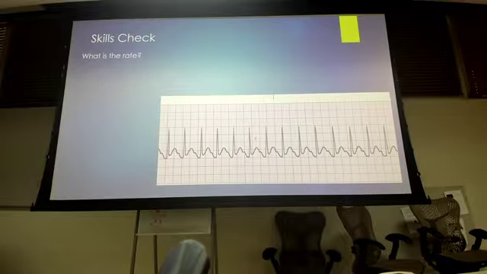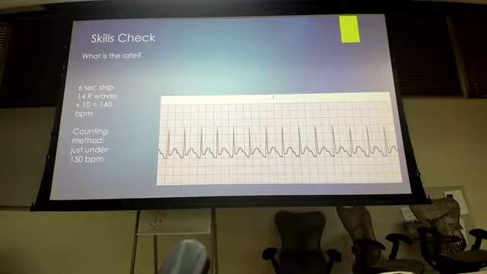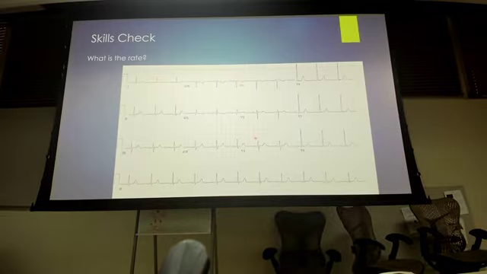What do you think about this? What do you think about the rhythm? Fast, tachycardic, and regular, irregular? Irregular. Okay. All right, got that.